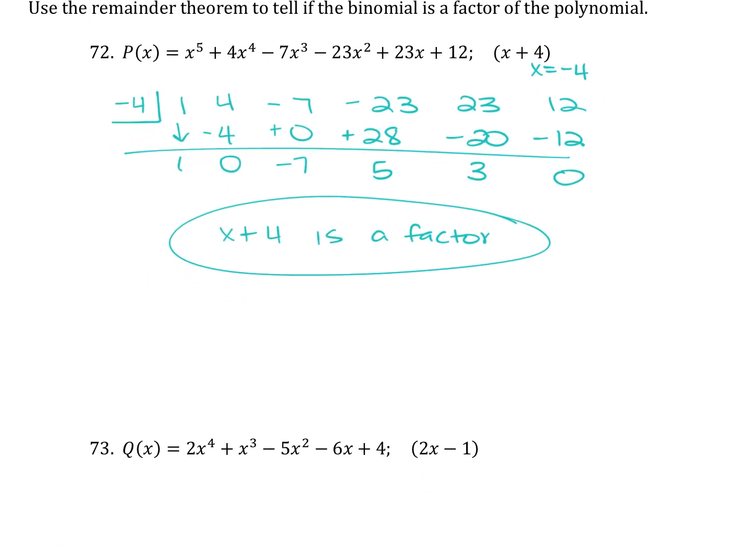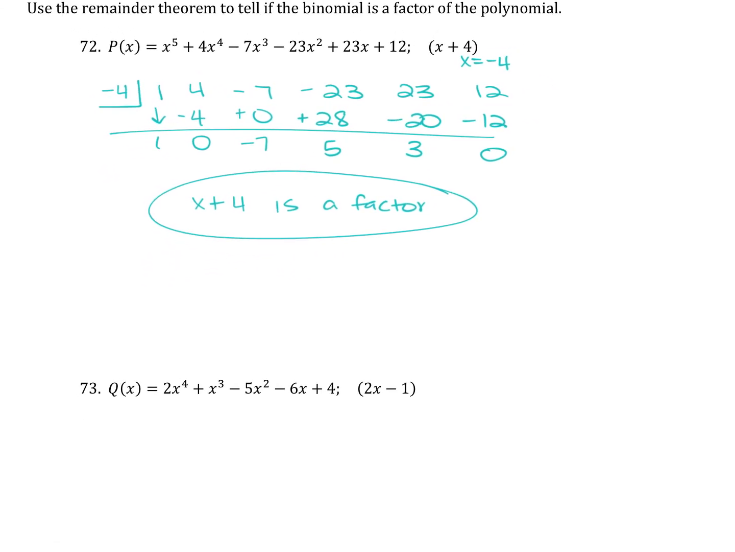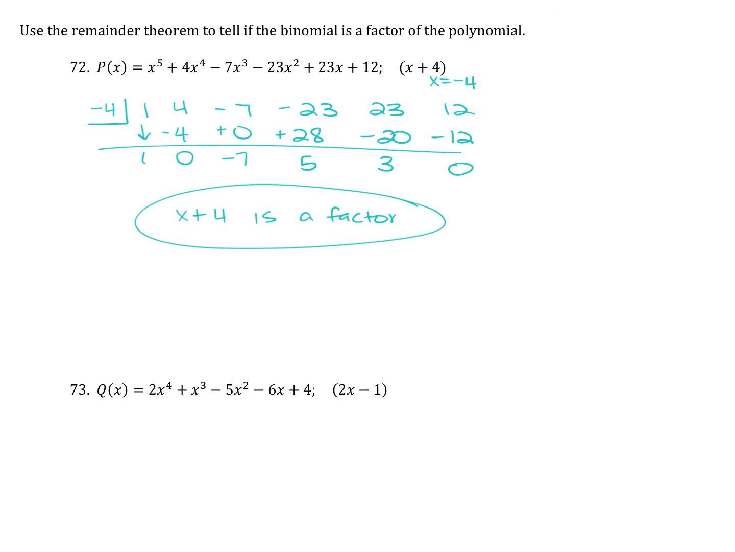For 73, you have q of x is equal to 2x to the 4th power plus x cubed minus 5x squared minus 6x plus 4. You're given 2x minus 1. If you set that equal to 0 and solve, you get that x is equal to 1/2. So the 1/2 is going to go in your box. To the right of that, you're going to have 2, 1, negative 5, negative 6, and 4.